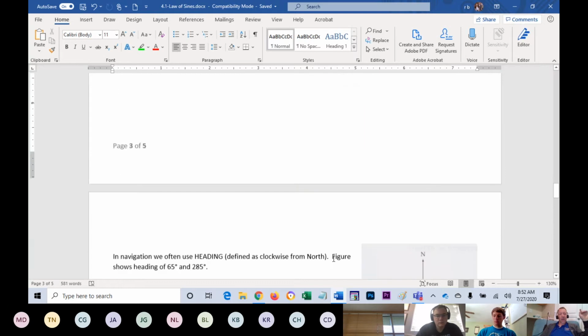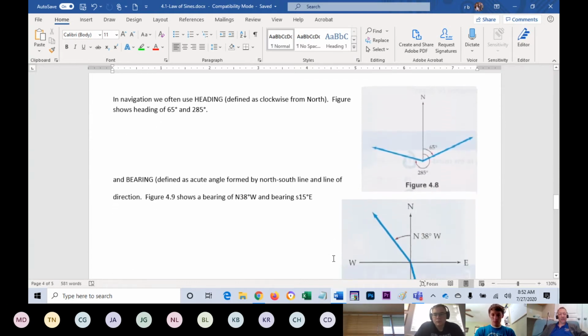All right. Now we're going to talk about navigation: headings and bearings. This is always a little bit interesting. If you get in the Navy, you're going to talk about headings and bearings. A heading is defined as clockwise from north. If you are on a heading of 65 degrees, you're measuring 65 degrees from north, so you're heading northeast, basically. If your heading is 285 degrees, you're measuring that from north, going all the way around here, so you would be heading northwest in this case. That's a heading.